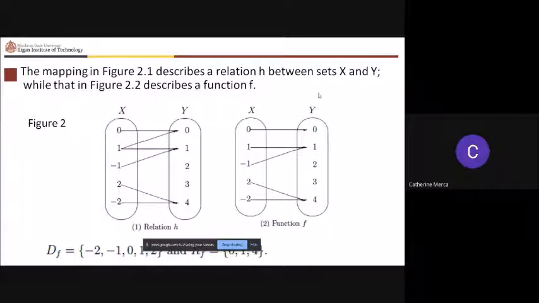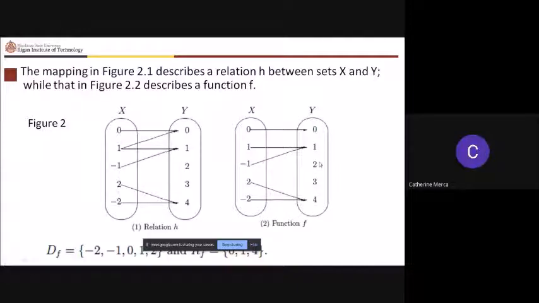So if you take a look at this mapping here, notice that 0 is mapped to 0. So there is a unique y. That's all right. But 1 here is mapped to 0, and also it is mapped to 1. So this makes it not a function. For it to be a function, to each x element of x, there should be a unique y element of y. So it is now a relation. How about the other one?